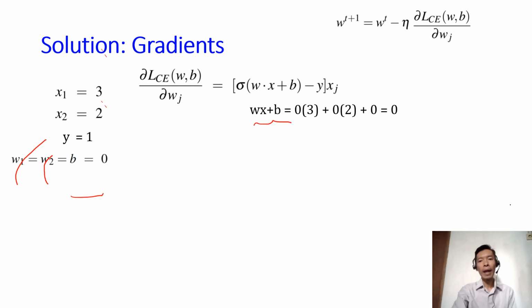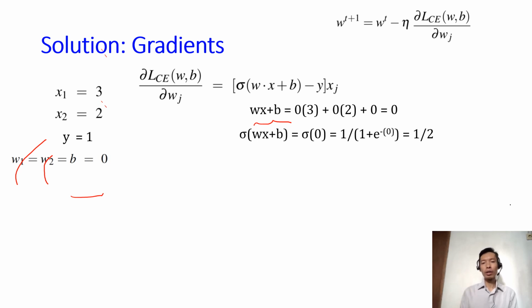Okay. And next we plug it into the sigmoid function, which looks like this: 1 over 1 plus e to the minus of this value, wx plus b. So 1 over 1 plus e to the power of 0 equals 1 over 2. So we have done this.